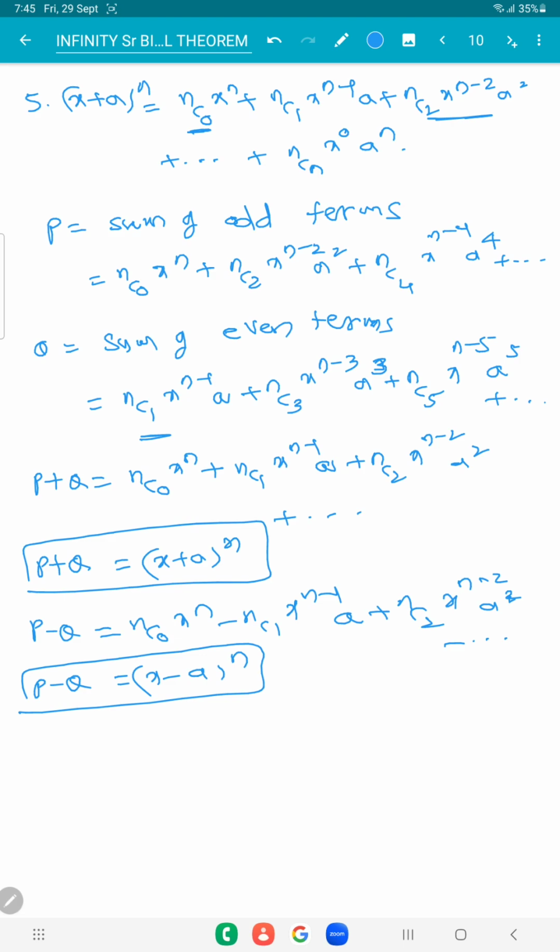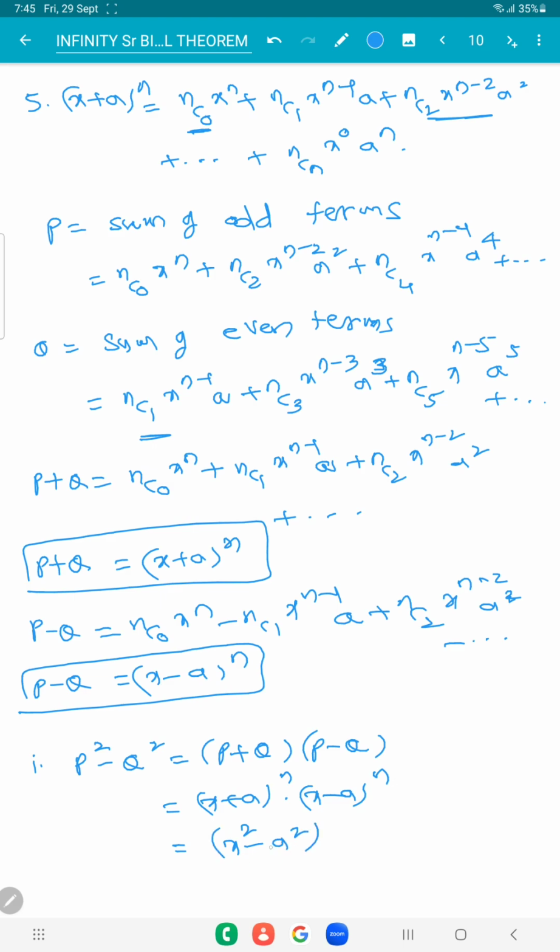Now what do we need to show? The first one is P square minus Q square. Can we write P square minus Q square as (P plus Q) into (P minus Q)? P plus Q is (x plus a) whole power n, and P minus Q is (x minus a) whole power n. So a plus b into a minus b gives (x square minus a square) whole power n. So I think we are asked to prove this one only. We have done the first one. Second one.